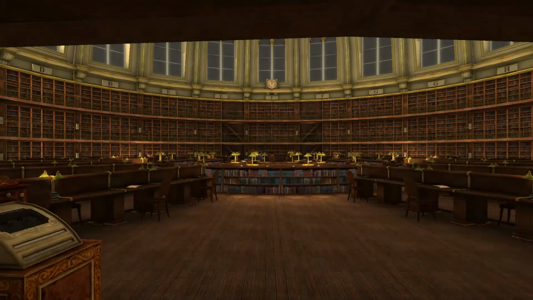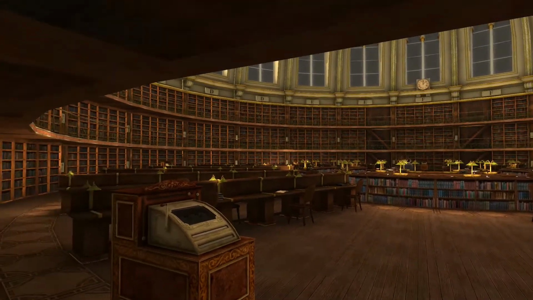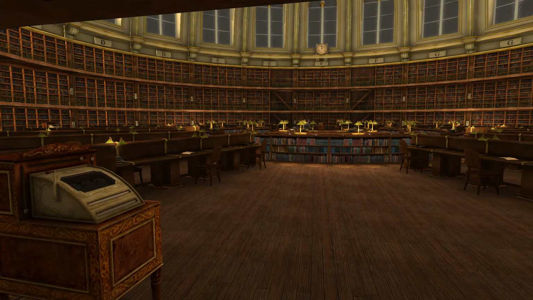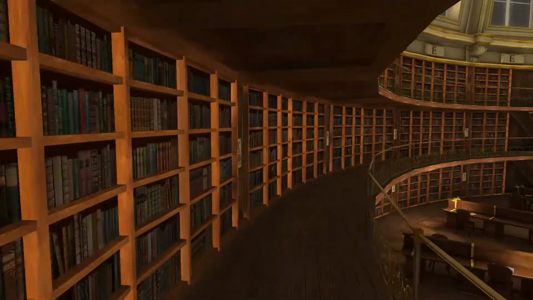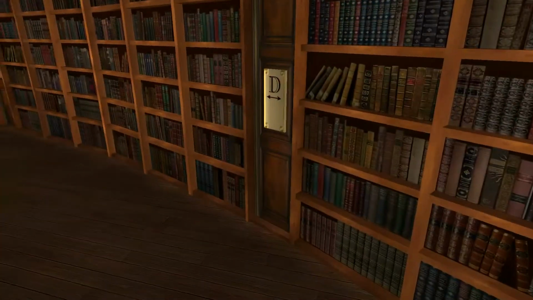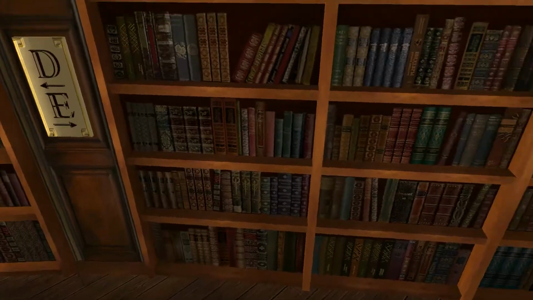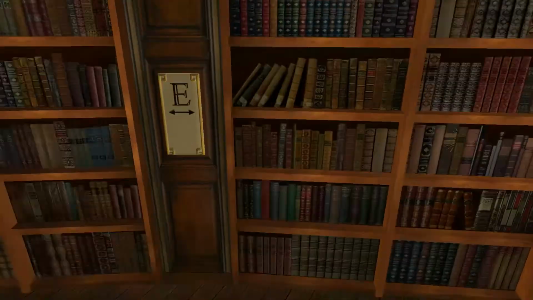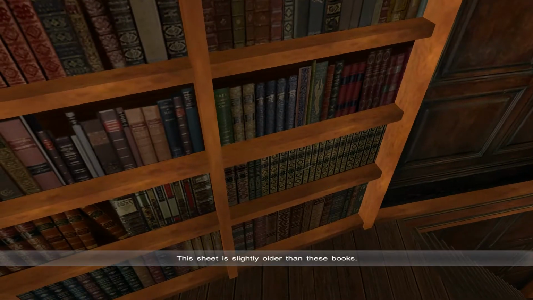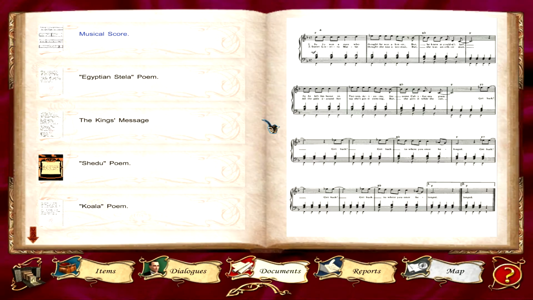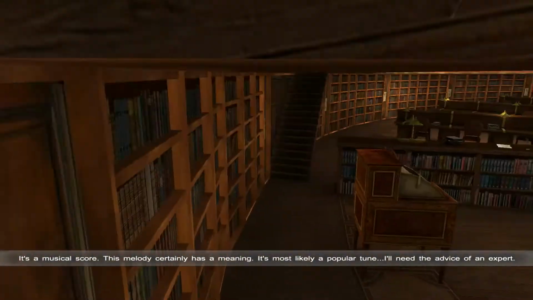Let's jump back to the reading room. C, D, E. 1, 2, 3, 4, 5, 6, 7. Oh! This sheet is slightly older than these books. No. It's a musical score. This melody certainly has a meaning.